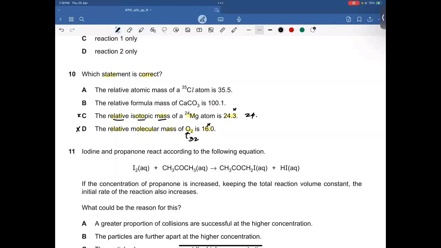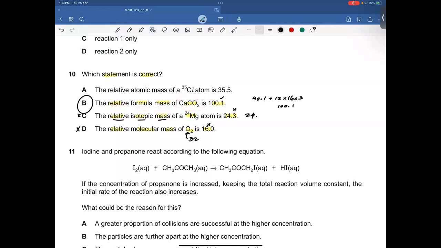The relative formula mass of calcium carbonate is 100.1. This seems to be the correct answer. Let me calculate. Calcium has a relative atomic mass of 40.1. Carbon is 12. Oxygen is 16 times 3. So it's going to be 100.1. So this is correct. And calcium carbonate is an ionic compound. An ionic compound cannot exist as a molecule, which is why we always use relative formula mass. All right. So B seems to be the right answer.